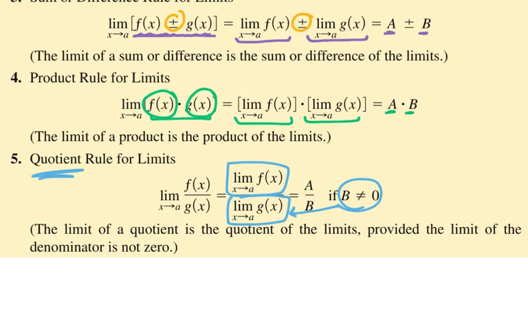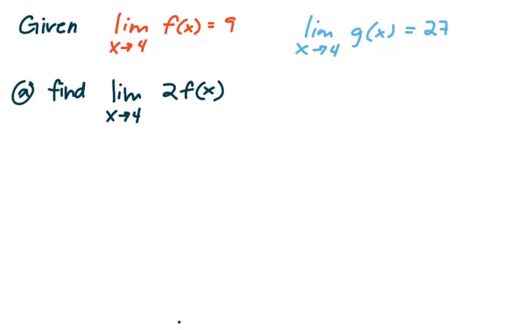All right. Now that we know the rules and we can use those rules to simplify limit problems, let's look at a couple of examples. In this example, we're given the fact that the limit as x approaches 4 of some function f of x is equal to 9, as well as the limit as x approaches 4 of a different function g of x equals 27. For part A of this example, we're going to find the limit as x approaches 4 of 2 times f of x.